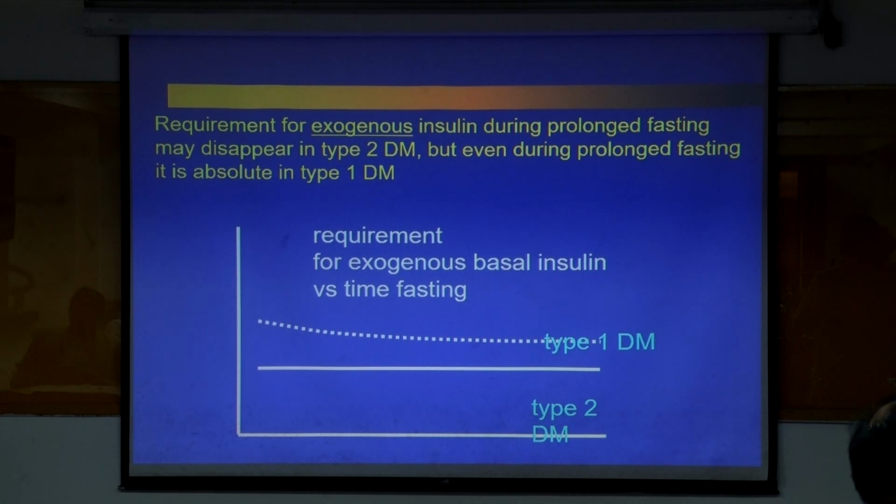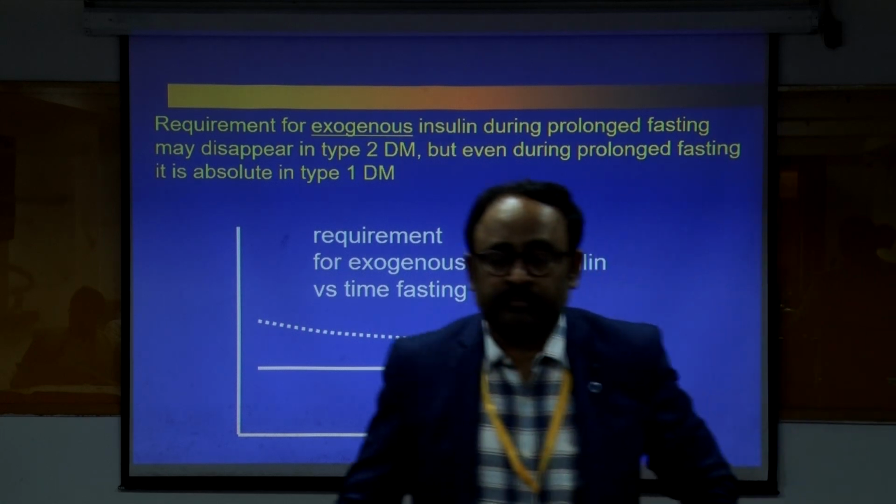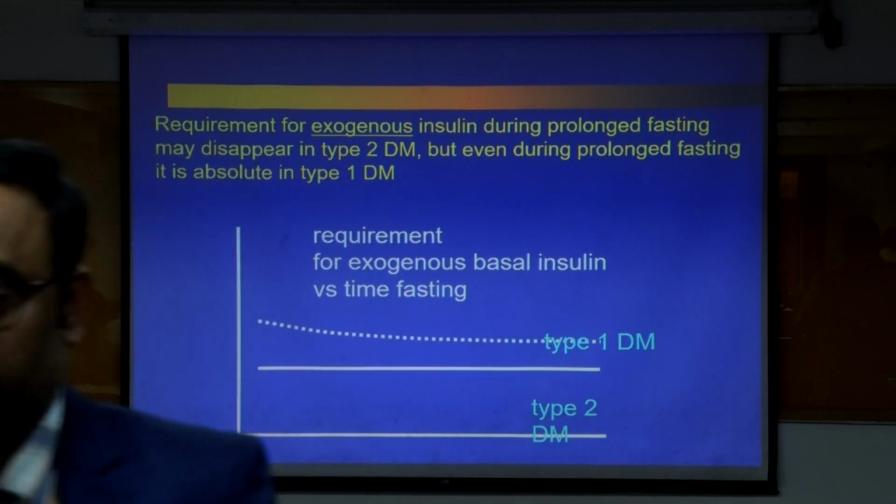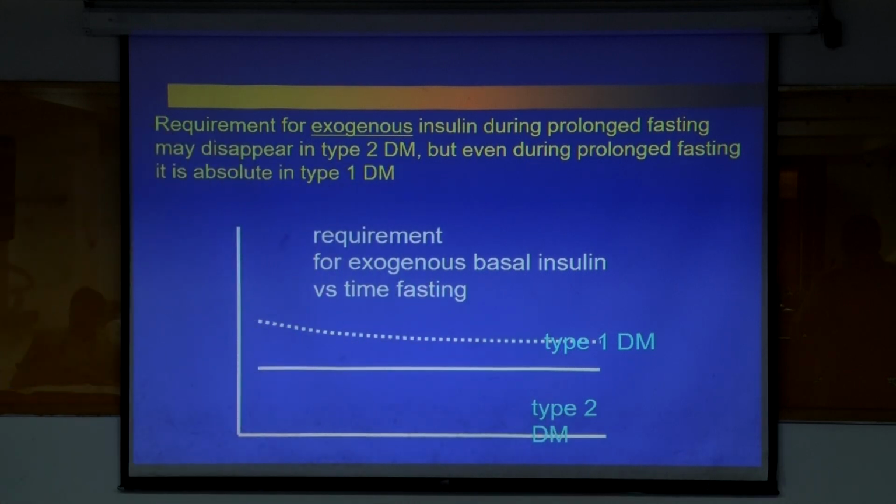And as I already alluded to, in any of this, IV insulin, it's only the regular insulin which is used. The requirement of exogenous insulin during prolonged fasting disappears in type 2. Even after prolonged fasting, in type 1, you need insulin. So even basal is not there. Even after prolonged fasting, NPO, you don't want to totally stop. A basal amount of insulin needs to be given at least according to the meal.